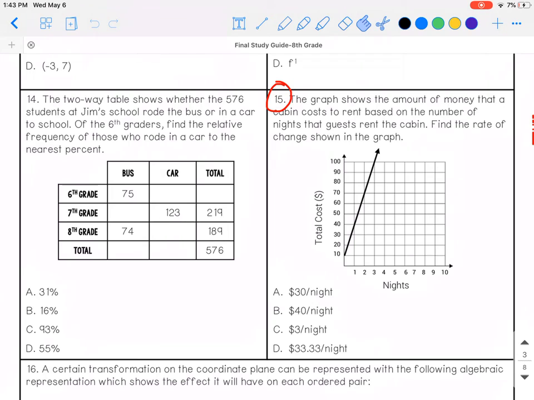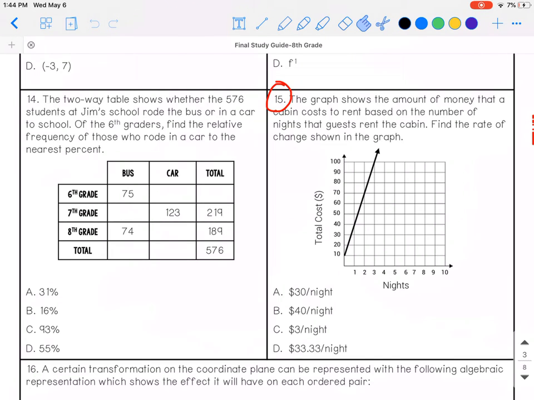If you want to turn to number 15, this is going to be the first problem we're going to work with. It shows us a graph that has to deal with rent based on the number of nights that guests rent a cabin. So we see this graph, and it shows the amount of money that a cabin costs to rent based on the number of nights that we get to rent it, and we need to find the rate of change shown in the graph.